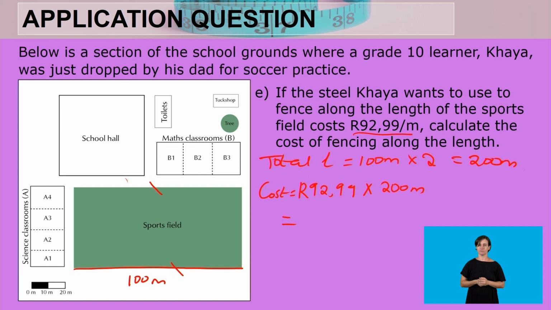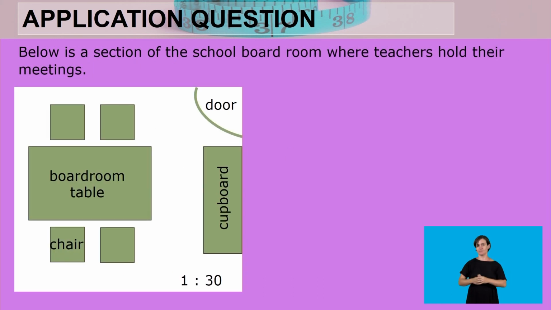It gives us 18,598 rand. So it will cost the school 18,598 rand to fence through the length of the sports field.